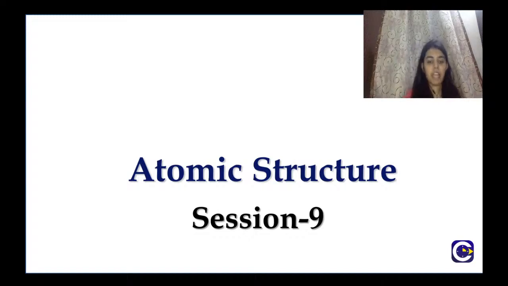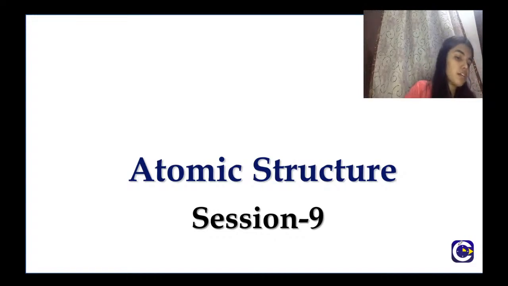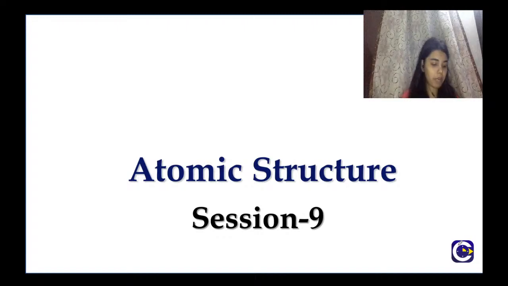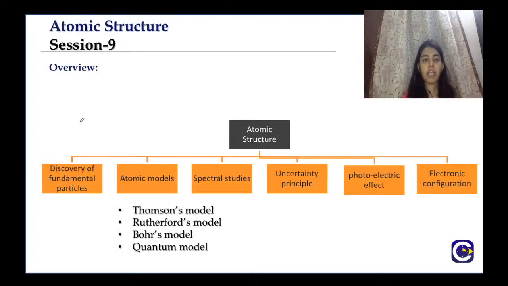So, okay, we will start now. We will start with session 9 of atomic structure. Previously, we finished some questions on quantum numbers. That is, we discussed the principal quantum number, the azimuthal quantum number, the magnetic quantum number, and the spin quantum number.